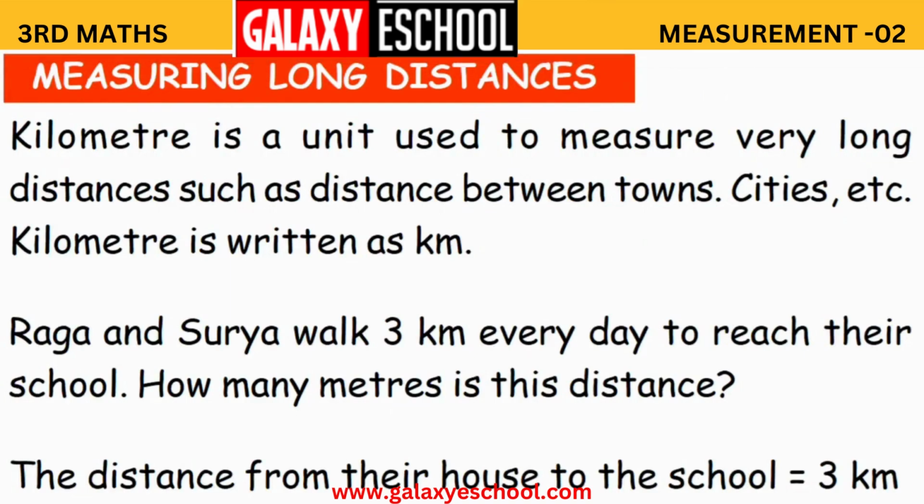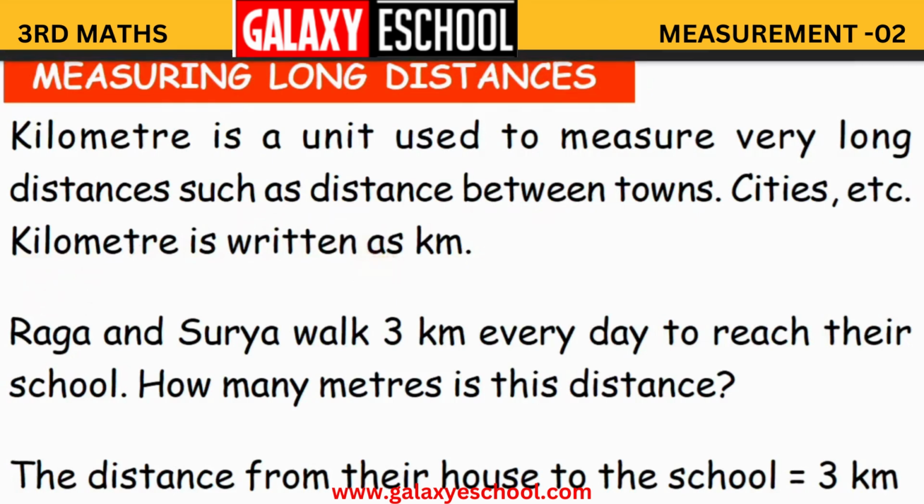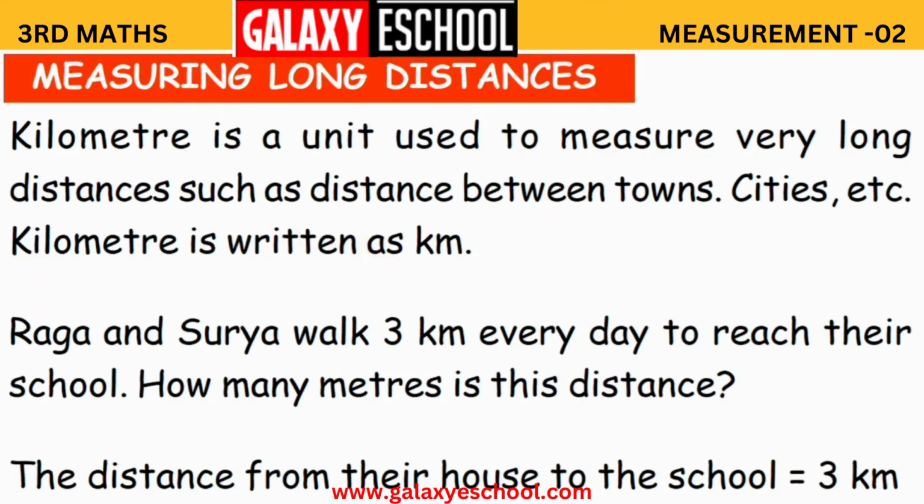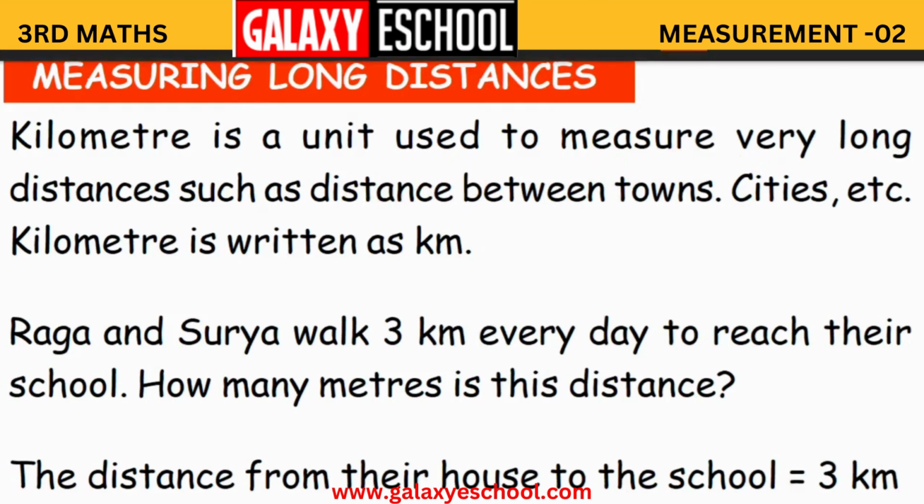Understood? Now kilometer is a unit used to measure very long distances such as distance between towns, cities, etc. Kilometer is written as km. As we have discussed, kilometer is the unit that we use to measure very long distances. Very long distances such as what? Distance between two towns or distance between cities, etc. Kilometer is written as km.